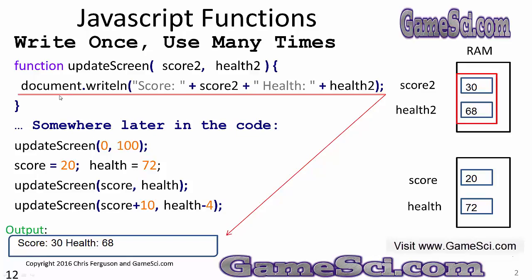So when the body of this code executes again, once again we'll have completely different values in the parameters. Score 2 contains a 30, so a 30 shows up in the output. Health 2 contains a 68, so a 68 shows up in the output. See what parameters provide? The parameters provide the ability to send different values to update screen every time it's called.